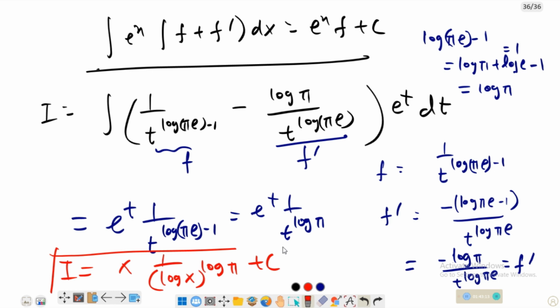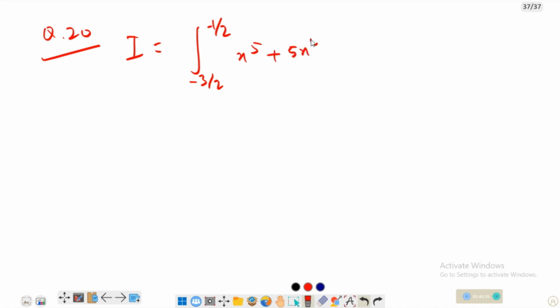This is our integral. Now we come to question number 20. What is our question number 20? I is equal to the integral from minus 3/2 to minus 1/2 of (x^5 + 5x^4 + 10x^3 + 8x^2 + x) dx. There are very typical limits, so we need to observe something on the integral.